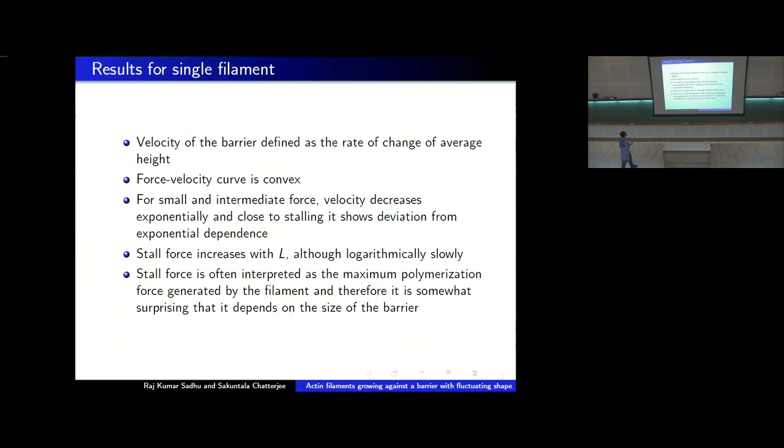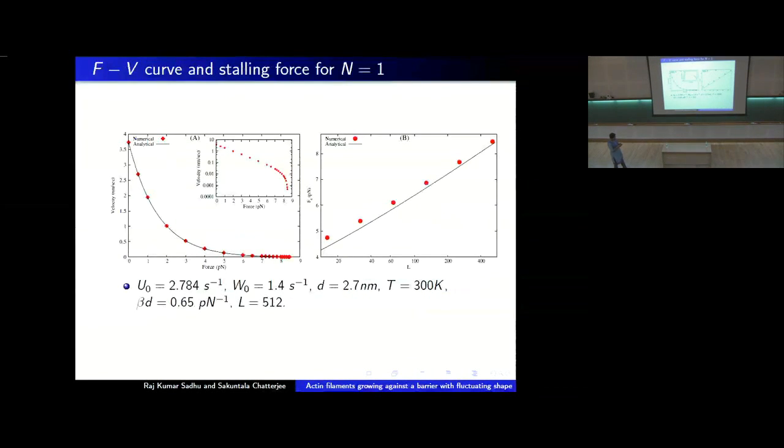First I present the results for a single filament. The velocity of the barrier is defined as the rate of change of average height. And this is our result. Right now, look at the discrete points. The first result is that the force-velocity curve is convex. And not only that, for small or intermediate force values, the velocity actually decreases exponentially with force. Only at large values of the force is there a deviation from this exponential dependence.